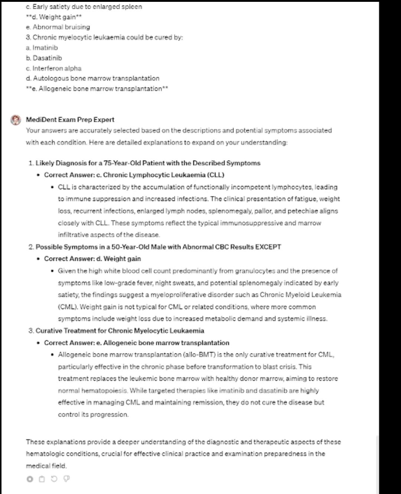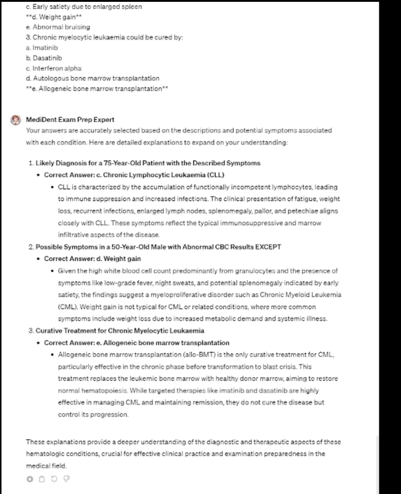CLL is characterized by the accumulation of functionally incompetent lymphocytes, leading to immune suppression and increased infections. The clinical presentation of fatigue, weight loss, recurrent infections, enlarged lymph nodes, splenomegaly, pallor, and petechiae aligns closely with CLL. These symptoms reflect the typical immunosuppressive and marrow-infiltrative aspects of the disease.